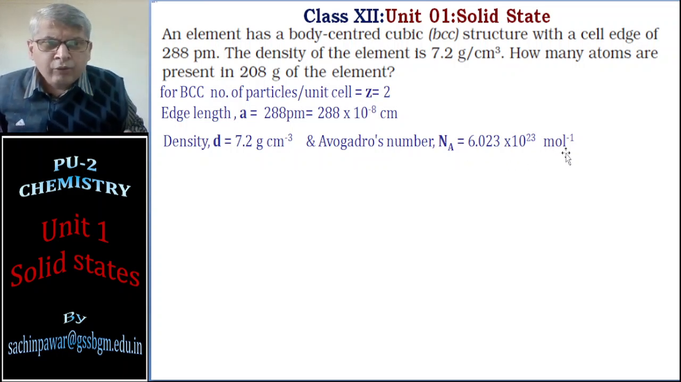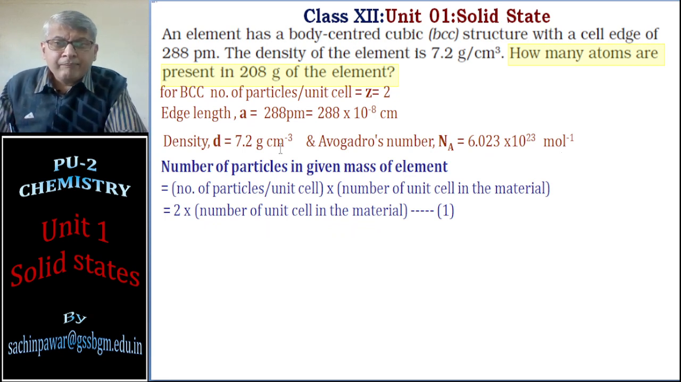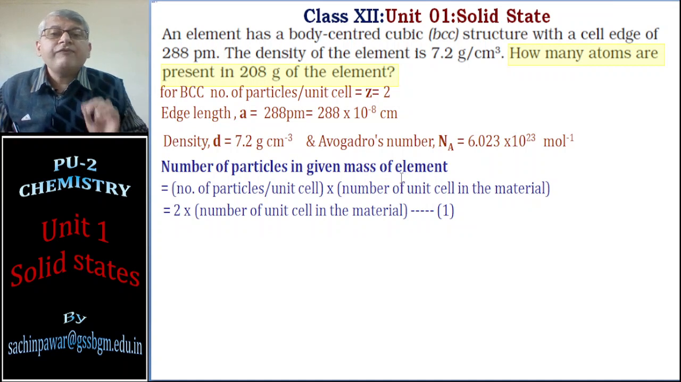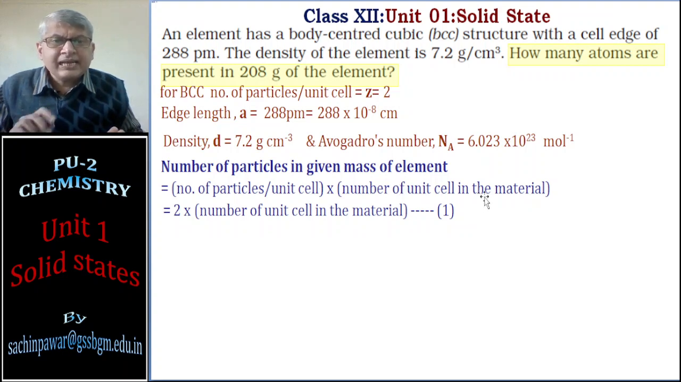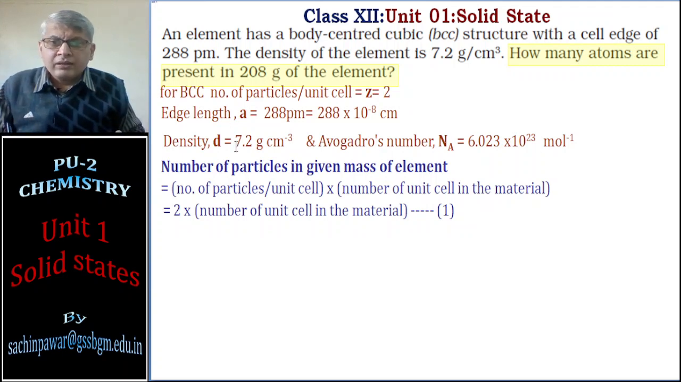I have to find out how many atoms are present in 208 grams of element. For this, the number of particles in a given mass of element can easily be found by a simple formula: number of particles per unit cell into number of unit cells in the material. If you know the number of particles per unit cell and multiply it by the number of unit cells in the material, then you can easily find the number of particles in the given mass of element.